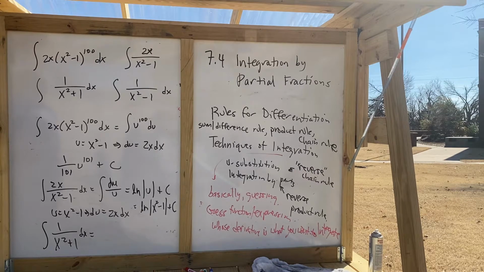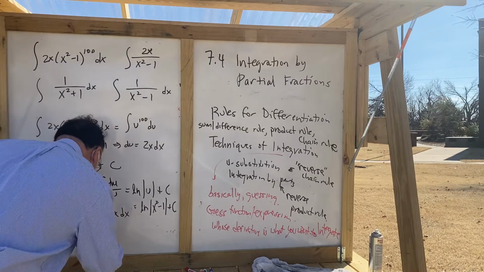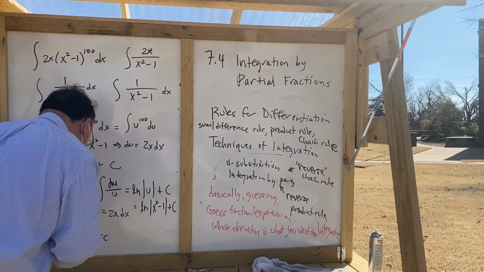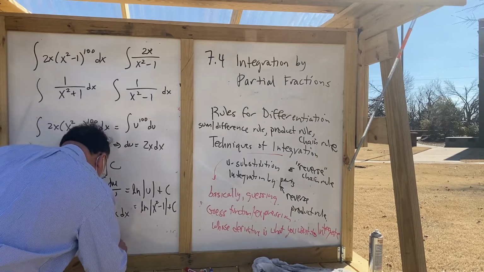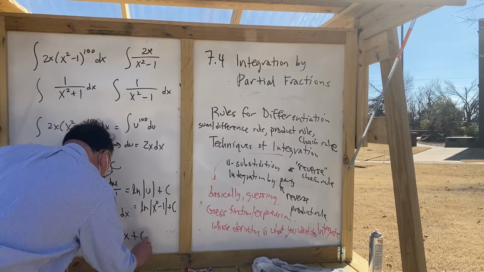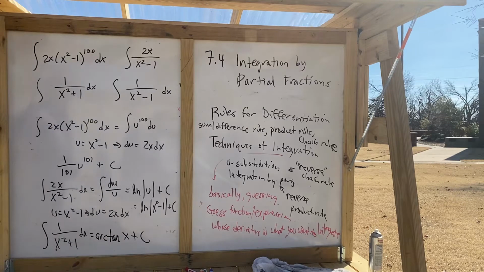Tangents. So it involves the tangent function here. This is the arc tangent of x. So the integral of 1 over x squared plus 1 is equal to arctan x plus c.